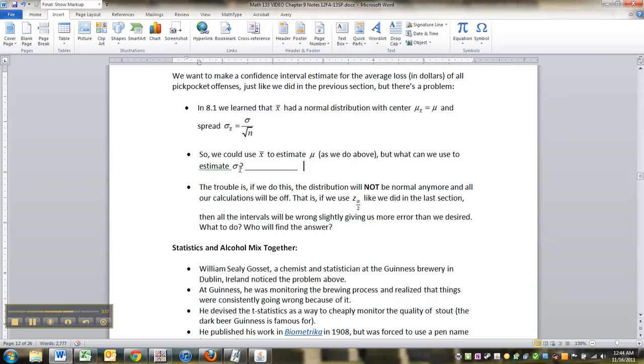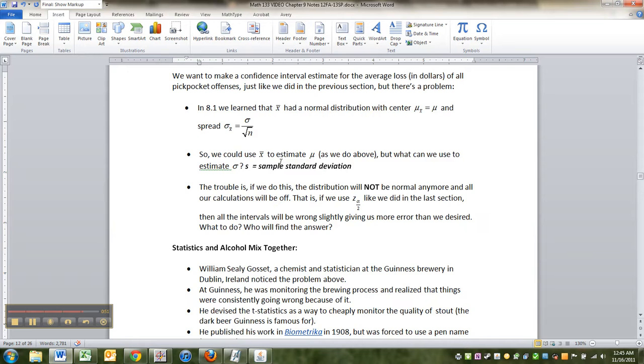But what could we do to estimate sigma? We don't have sigma. Sigma is the population standard deviation. If we had that, we would have it for the population mean, and we wouldn't have to bother with any of this stuff. If we knew the population mean, we'd be done, right? So our answer is S, the sample standard deviation. That's your best guess for sigma.